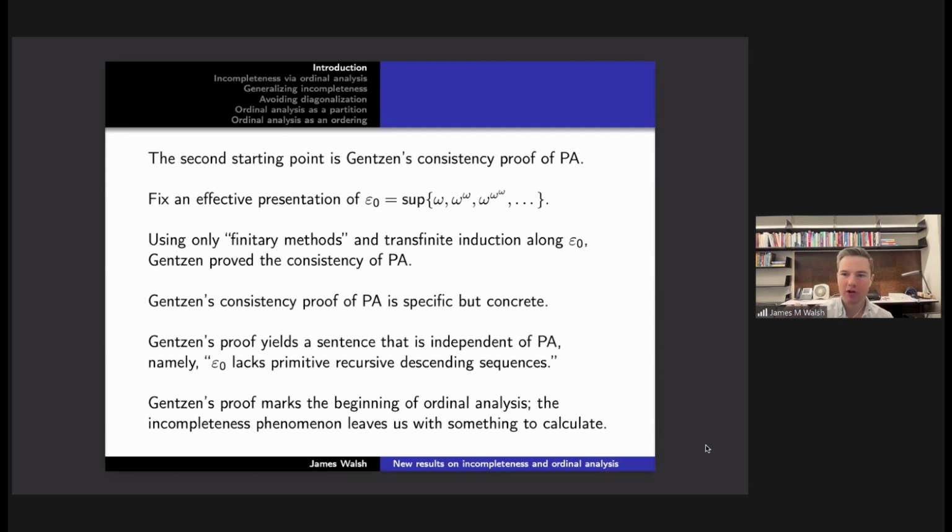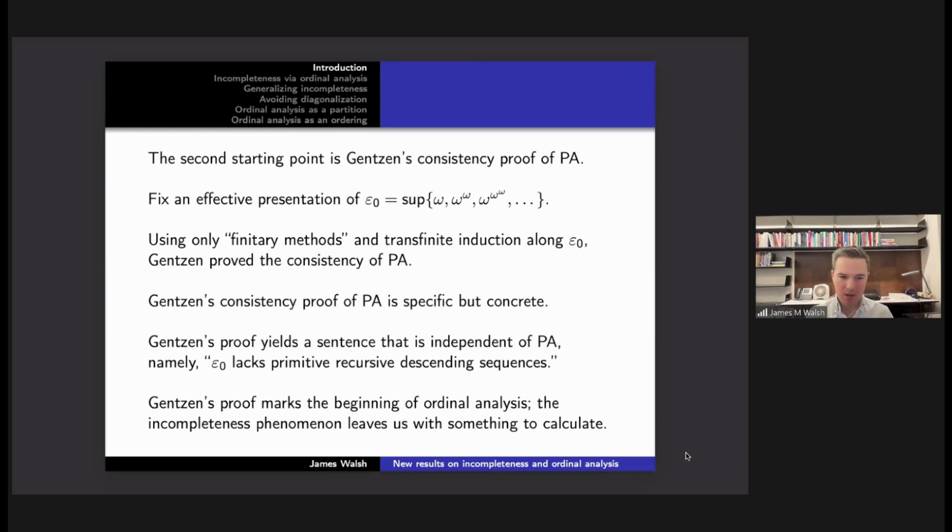Now, Gentzen's proof also marked the beginning of ordinal analysis, which is a research program. It's one of the principal research programs in proof theory. What we do in ordinal analysis is look at other systems, so not first order PA, but subsystems of second order arithmetic or subsystems of set theory, and you try to devise a Gentzen style consistency proof for them. In particular, you try to figure out which ordinal has to play the starring role in those consistency proofs. So in the Gentzen consistency proof of PA, epsilon zero plays the starring role. But if you approach other axiom systems, you have to come up with some other ordinal.